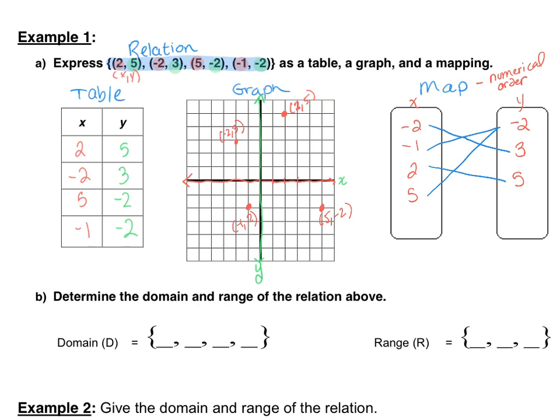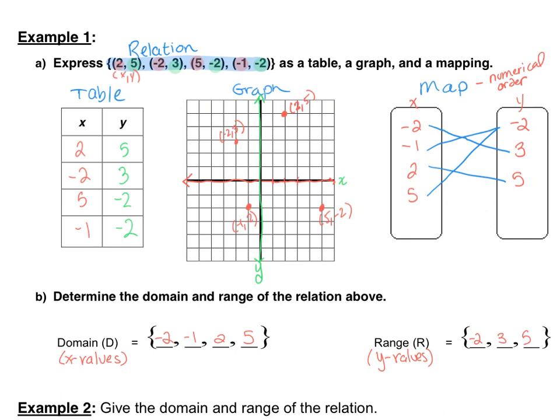So the other important word, I've already said this once before, but just in case you didn't catch it, the domain are our x values. And so I'm just listing out all my x values in numerical order, same as the map: -2, -1, 2, 5. And then my range, that would be the y values. The y values in numerical order are -2, 3, 5.